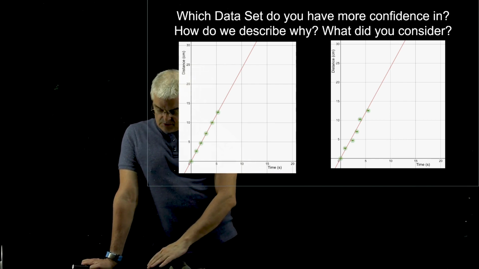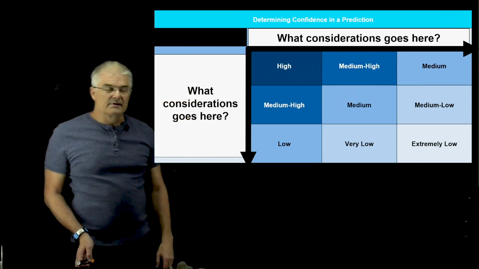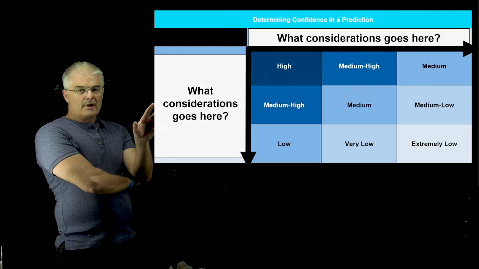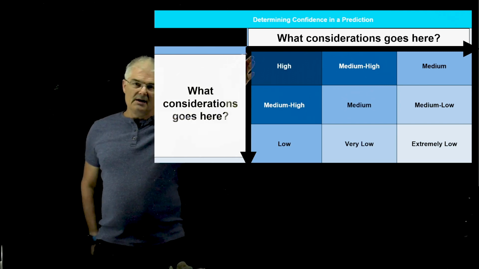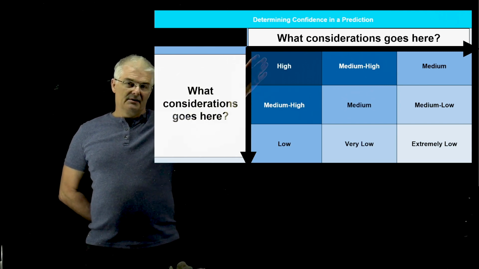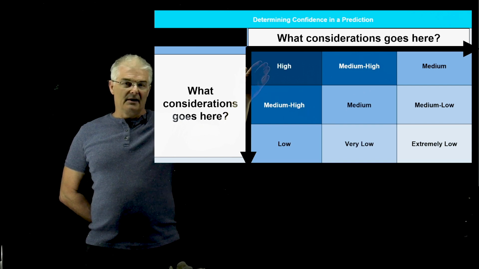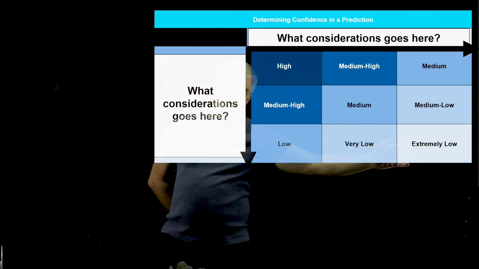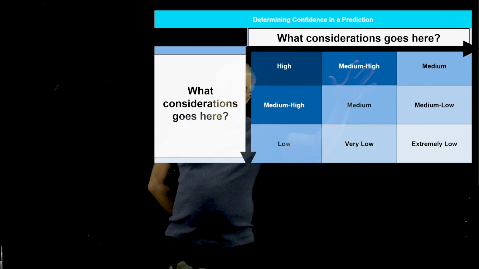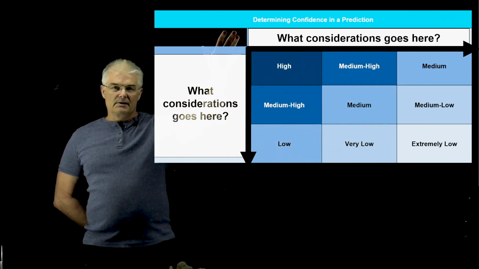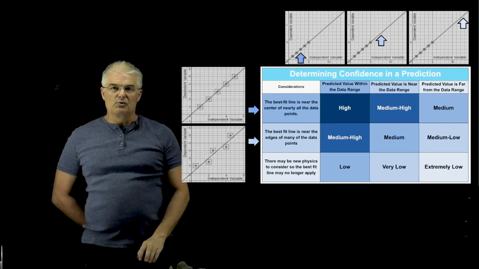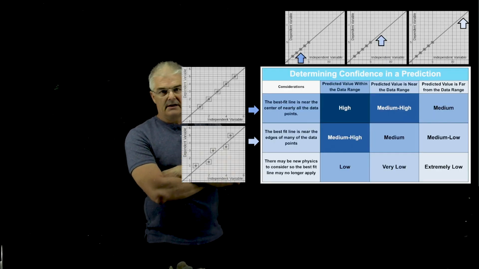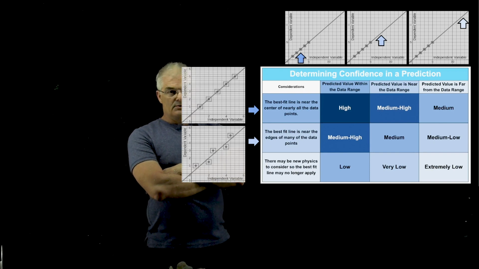And the way we do this is we have a table. We've got this table right here. On this table, if we have up here at the top a high probability, this is where we are very confident. So it's determining confidence in prediction. And way down here, we are very unconfident. So what things go into these boxes? I left this blank in your notes. I want you to copy that down.